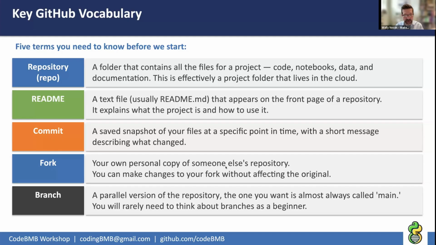Finally, there's this thing called a branch. For now, you just need to understand that branches exist and that the one that's called main is the one that you're almost always going to use. You don't really need to think about branches, but it's effectively just a parallel branch of that repository.